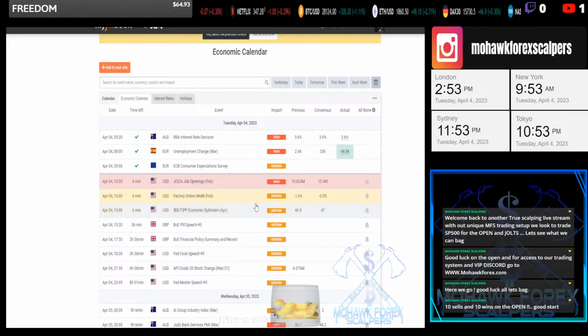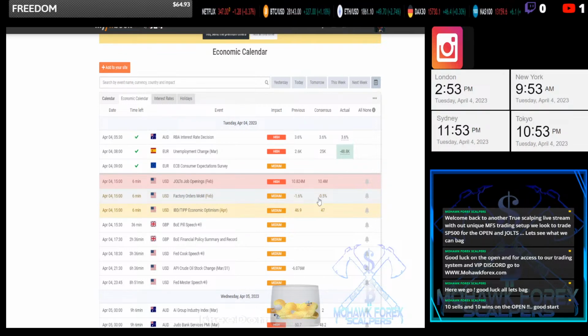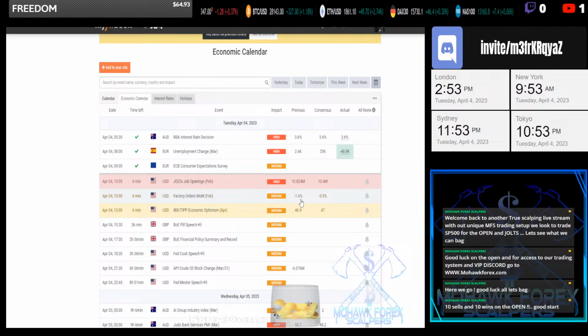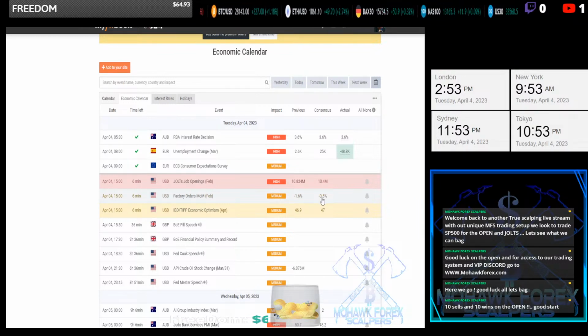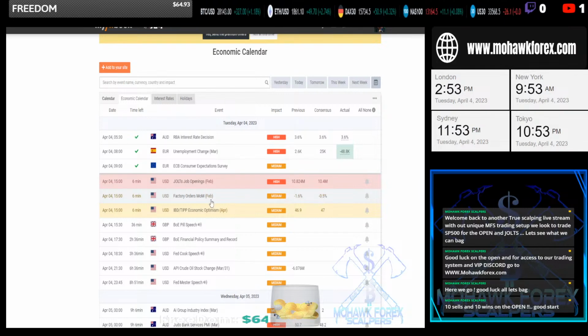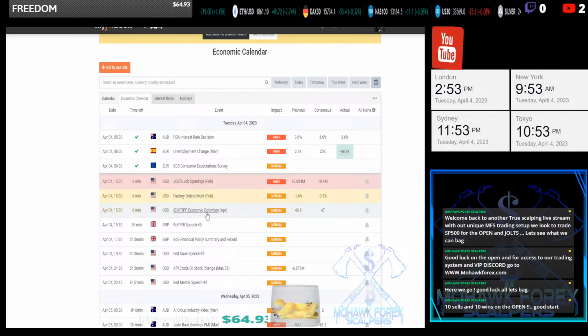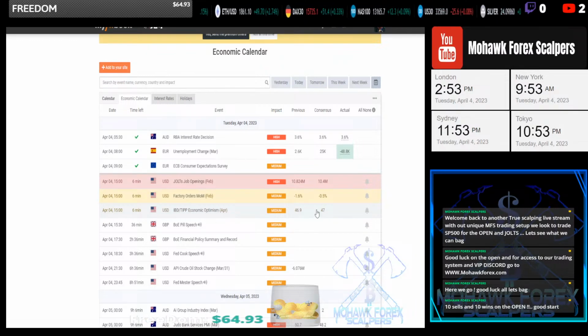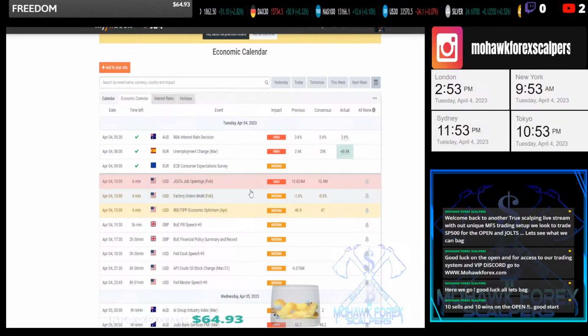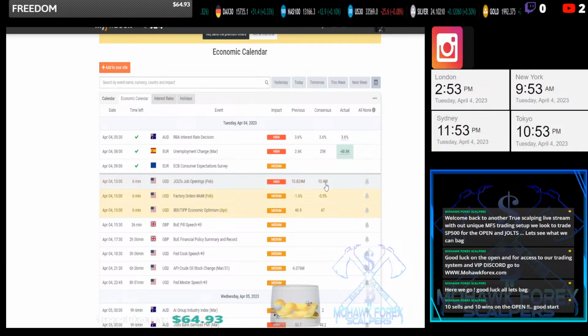6 minutes to go. Factory orders. It's looking like a higher figure, because it was minus 1.6 and it's minus 0.5, so still below where it should be, but they're saying factory orders month on month should be better, and the economic optimism should be better as well. So this really is the one that's going to send the markets moving.